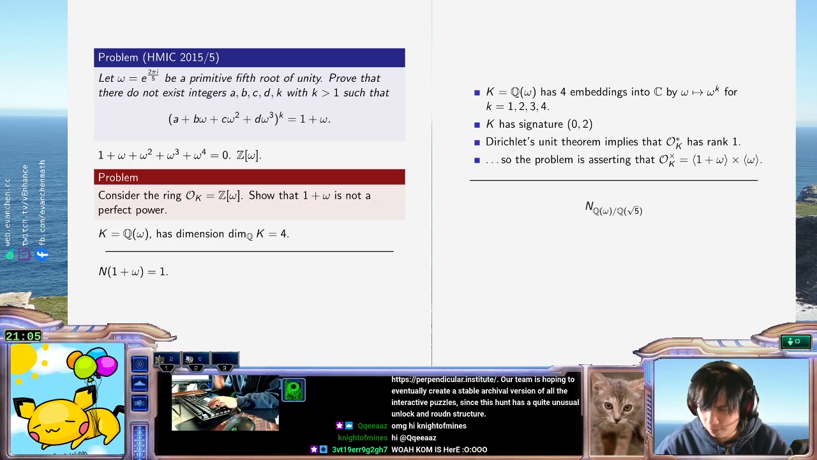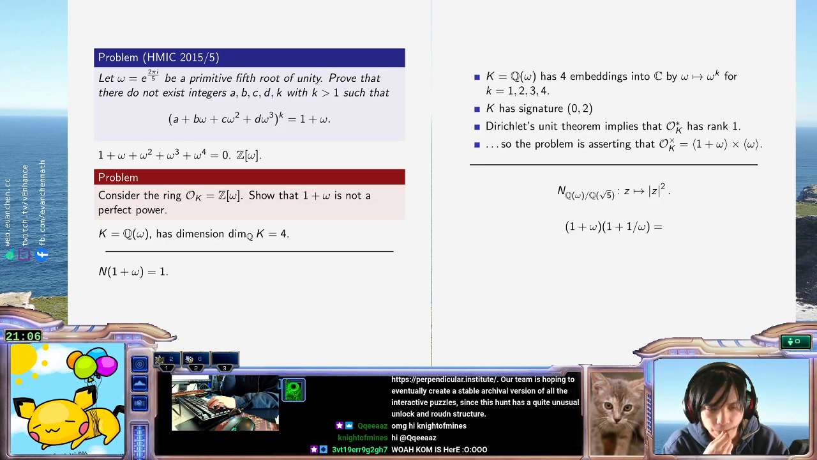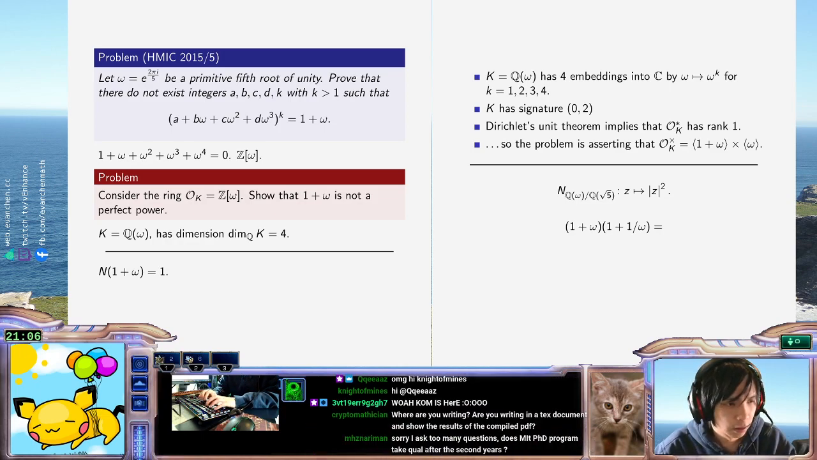I guess the map you're talking about might actually just be a straight absolute value. Actually, this map might just be z maps to z squared, like the standard complex absolute value, and this map will take 1 plus omega to 1 plus 1 over omega, which is presumably still a unit, right? What is this equal to? It's 2 plus omega plus 1 over omega. So this is equal... Oh, actually, this might not be.